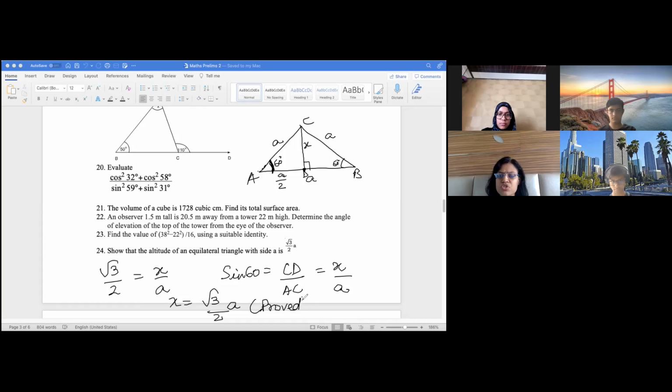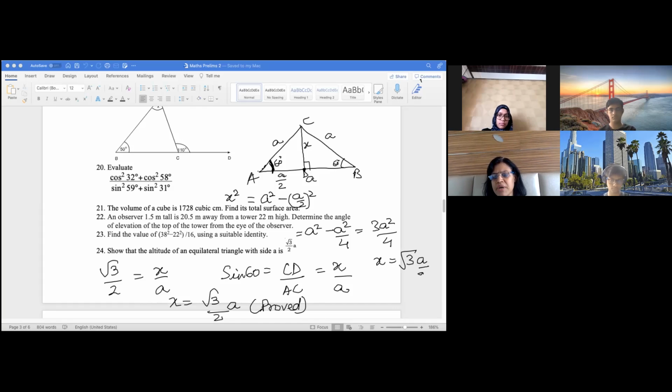This is one method. Second, if we are using Pythagoras, this is a right triangle. You can use Pythagoras also. In Pythagoras, x² is equal to A² minus (A/2) whole squared. Better to use trigonometry if calculation is a problem. So you write A² minus A²/4. The LCM will be 4. 4A² minus A² is 3A²/4. So x² is equal to 3A²/4. So x is equal to √3A/2. So both ways you can do, both ways it is correct.